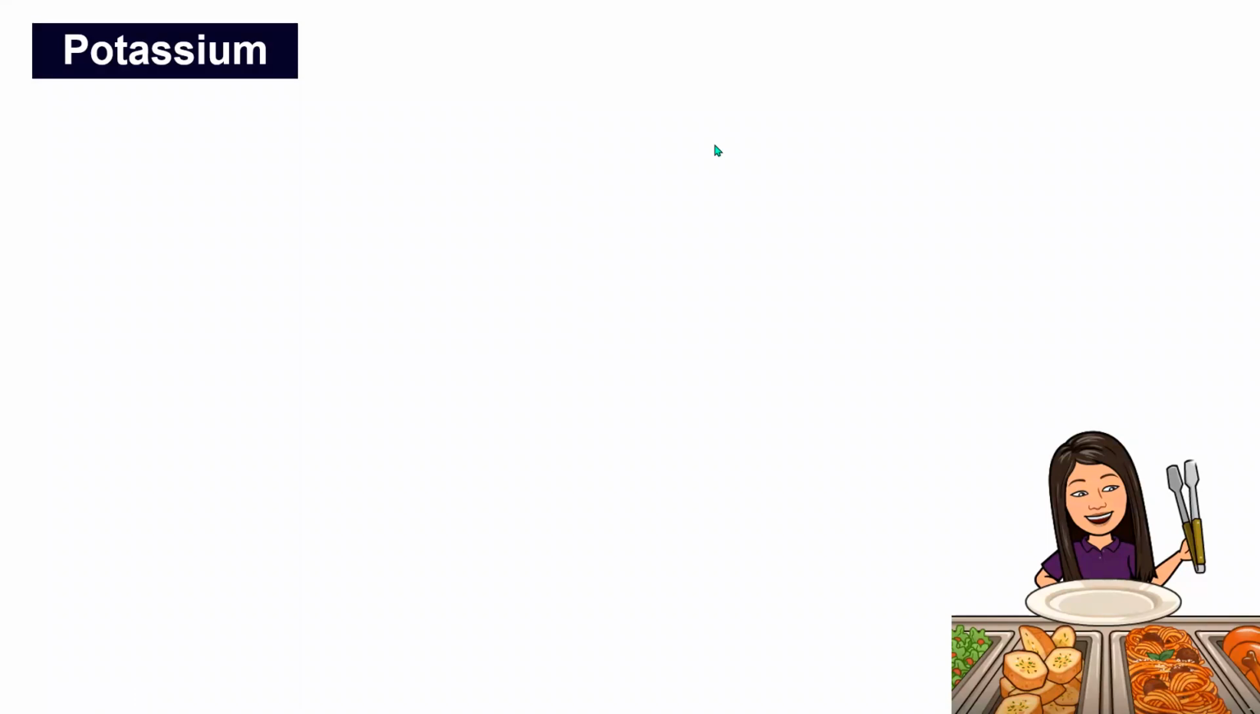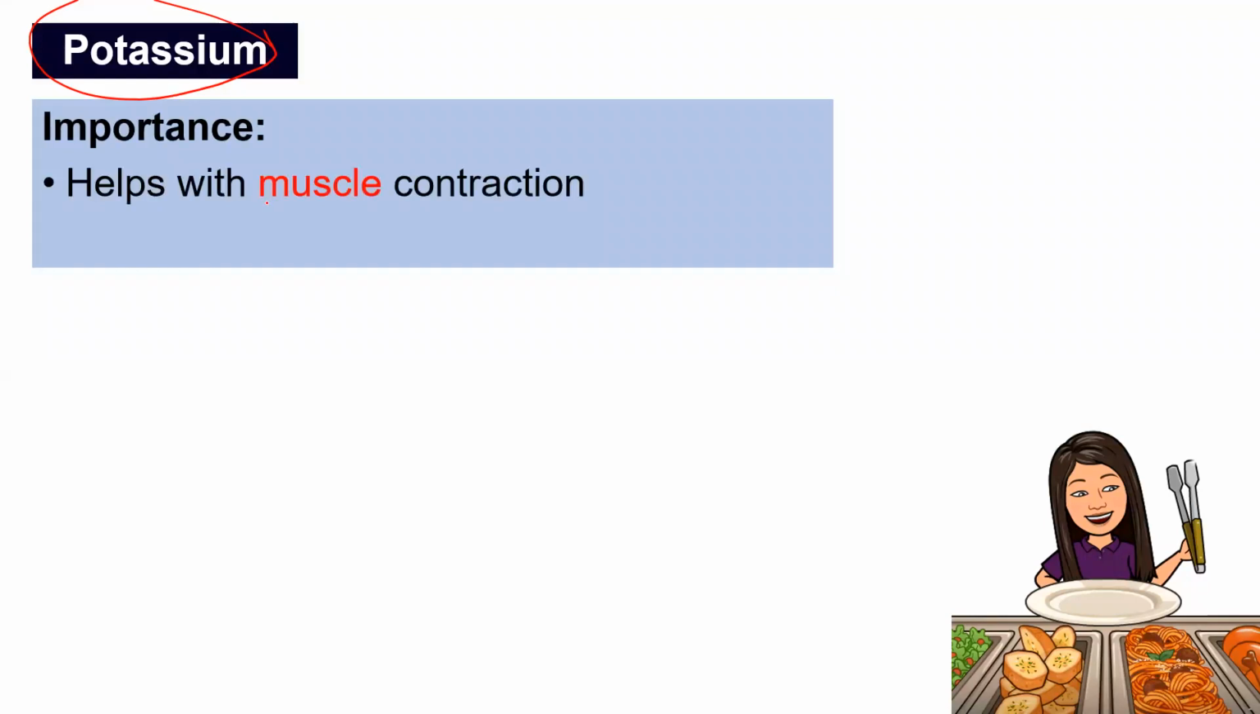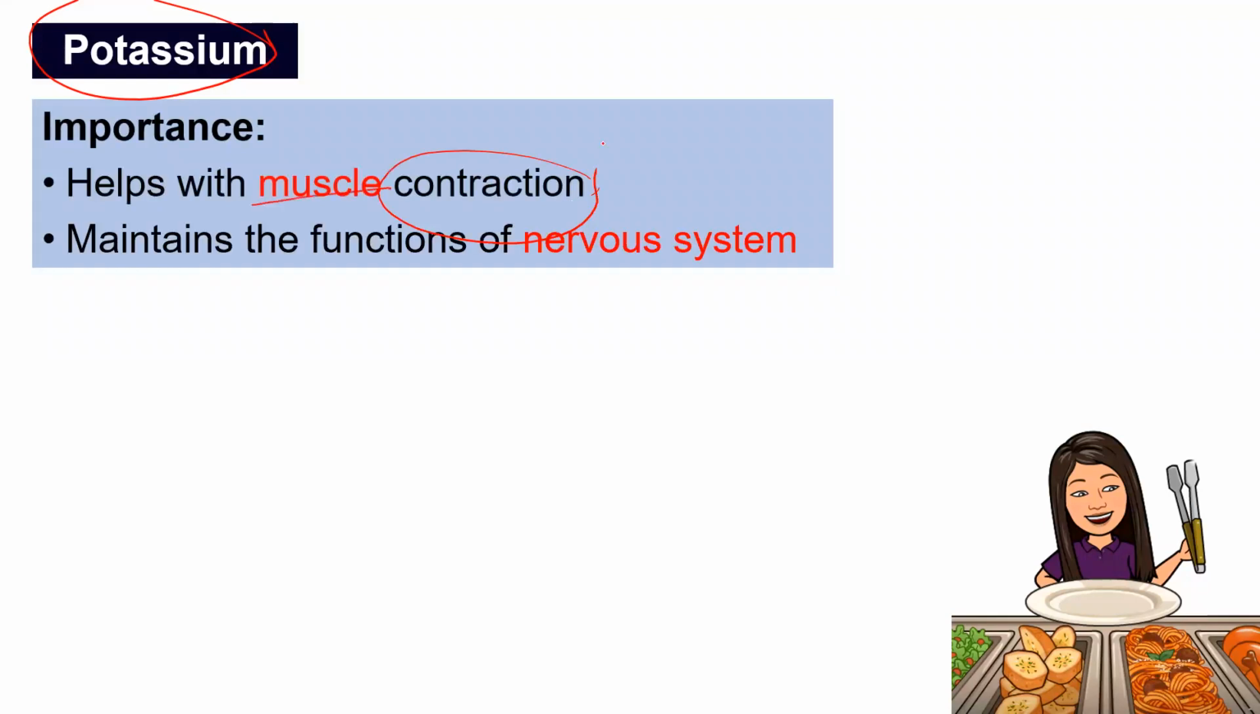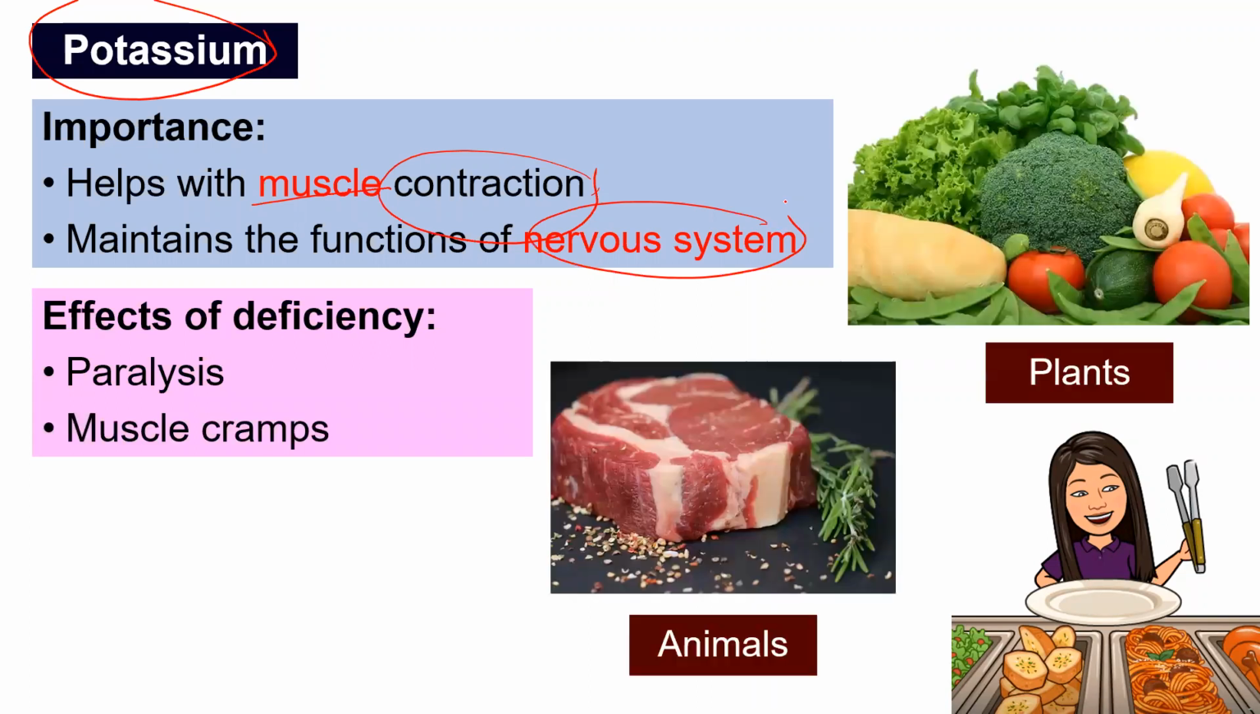All right, potassium. Okay, potassium is one of my favorites. The importance of potassium is very good with muscle contraction. And it's very important for the function of the nervous system, and if there is not enough potassium in your body, you can get paralysis. You can get paralyzed. You find it in vegetables, plants, animals, in meat.